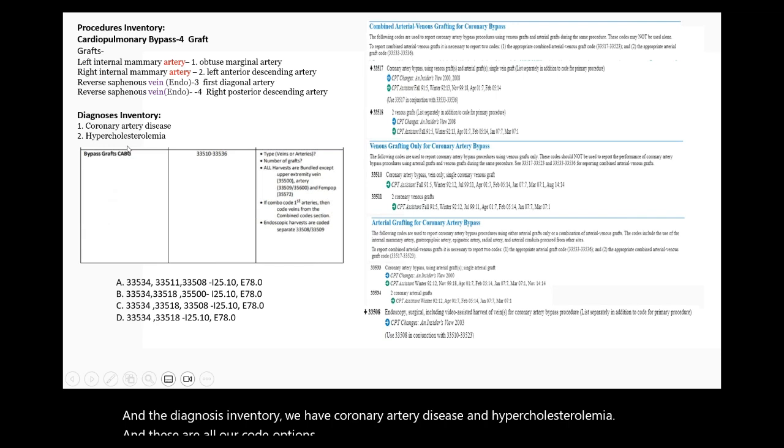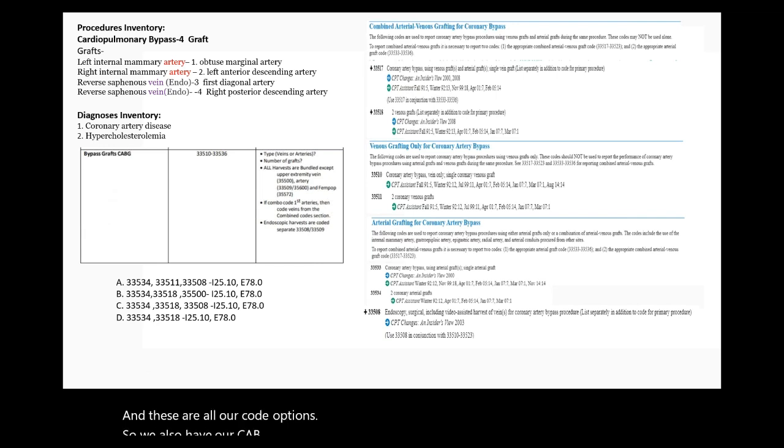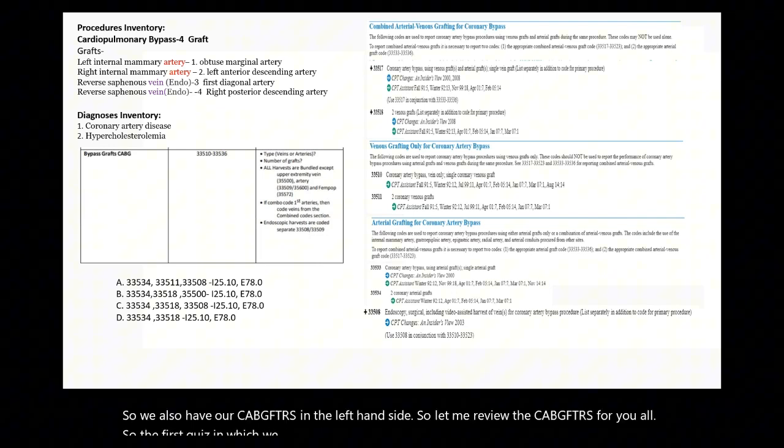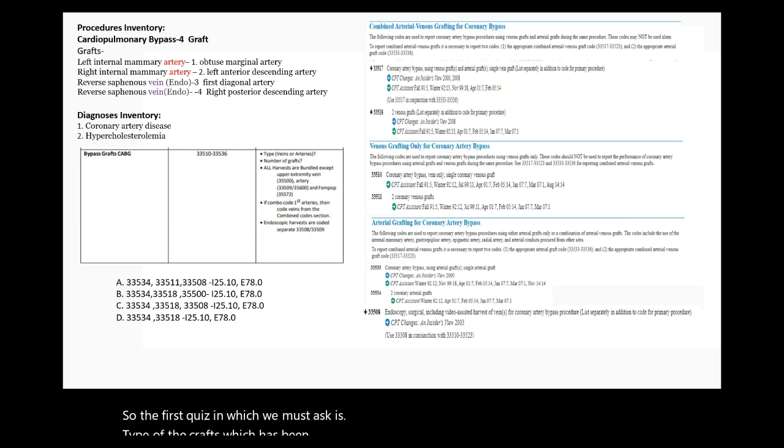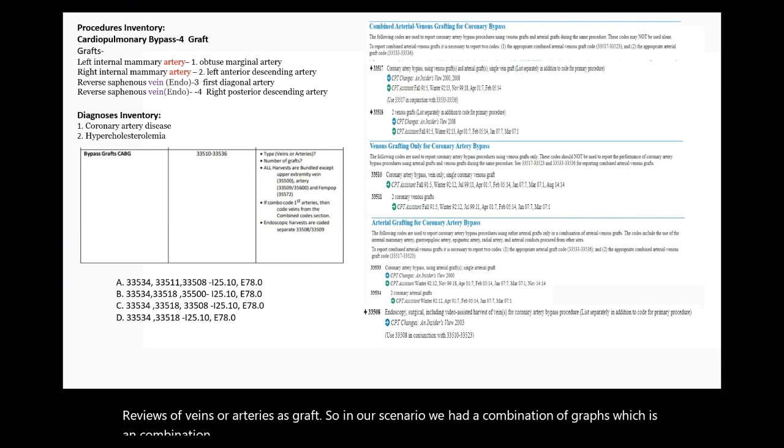So we also have our CABG FTRs in the left hand side. Let me review the CABG FTRs for you all. The first question which we must ask is the type of grafts which has been used. Did we use veins or arteries as graft? In our scenario, we had a combination of grafts, a combination of artery and veins used.